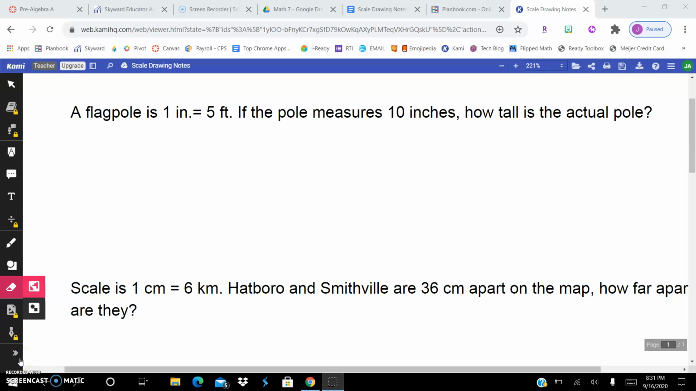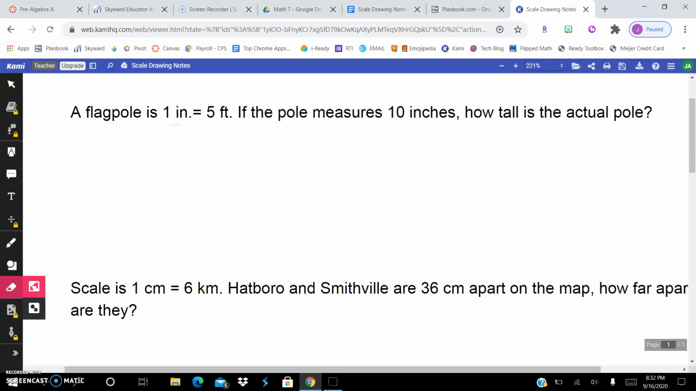We are going to take a look at scale drawings or replicas of real life things that have been made smaller or made into drawings of buildings or such things like that, where we need a scale factor. So our first question says a flagpole is 1 inch equals 5 feet. If the pole measures 10 inches, how tall is the actual pole?